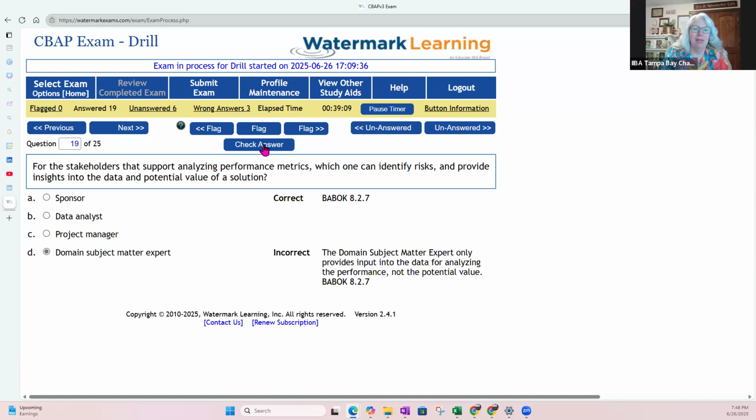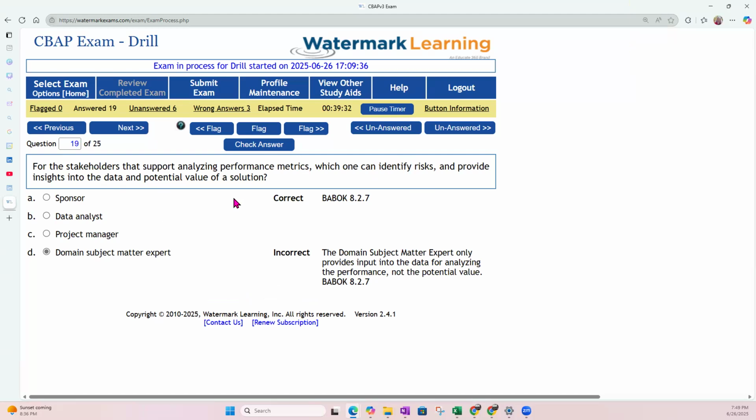Let's test it. Oh, sponsor. Dang. The sponsor's job in this task includes these things: identifying risks, providing insights into the data and potential value of a solution. In the company I work for, this is not how it works. But in the BABOK company that we're working for this test, this is how it works. You just got to know it. Generally a sponsor might not be able to put insights to the potential value and solutions and identified risks, unless the sponsor is meanwhile a subject matter expert, but a sponsor is not necessarily a subject matter expert to do all these things.